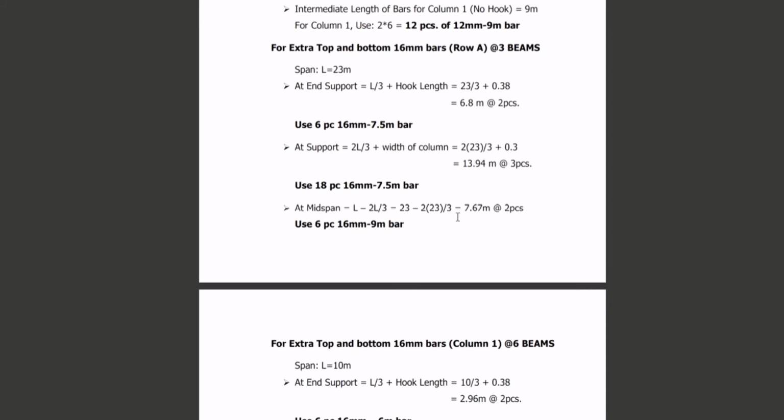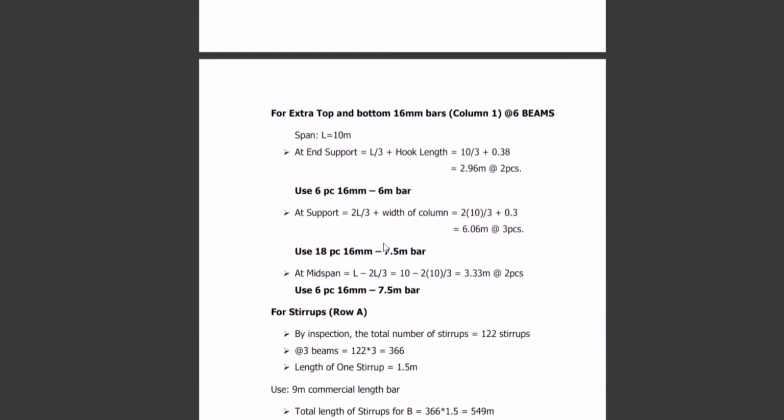Then, sa mid-span, ito yung formula niya. Makakuha tayo ng 7.67 meters na dalawang pieces. So, magkakasya dito yung 9 meter bar. So, 6 pieces of 16 millimeter 9 meter bars.